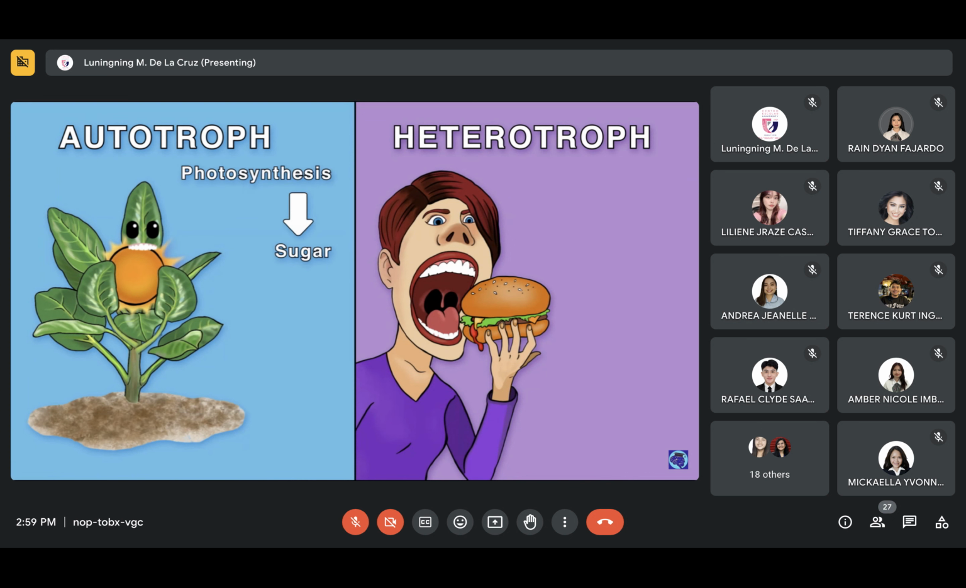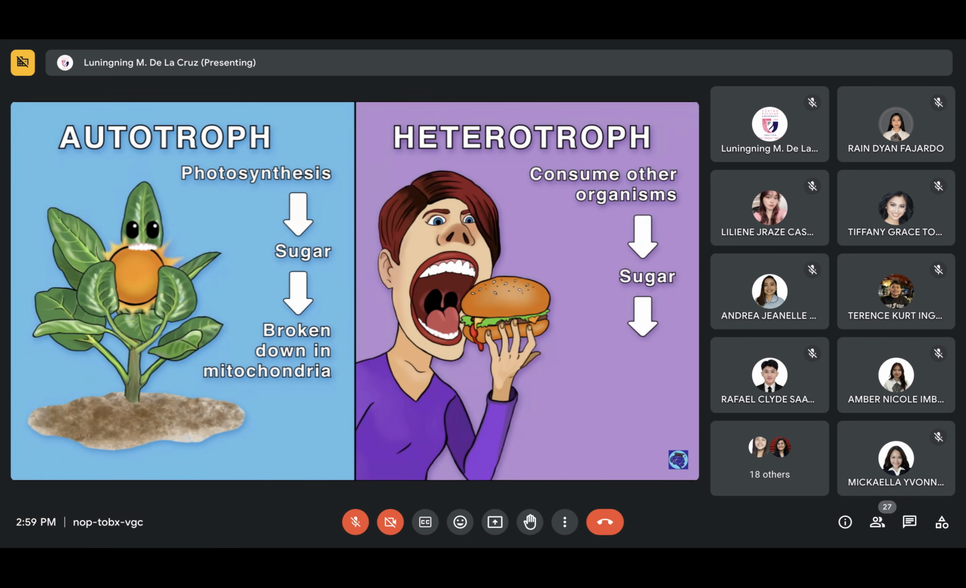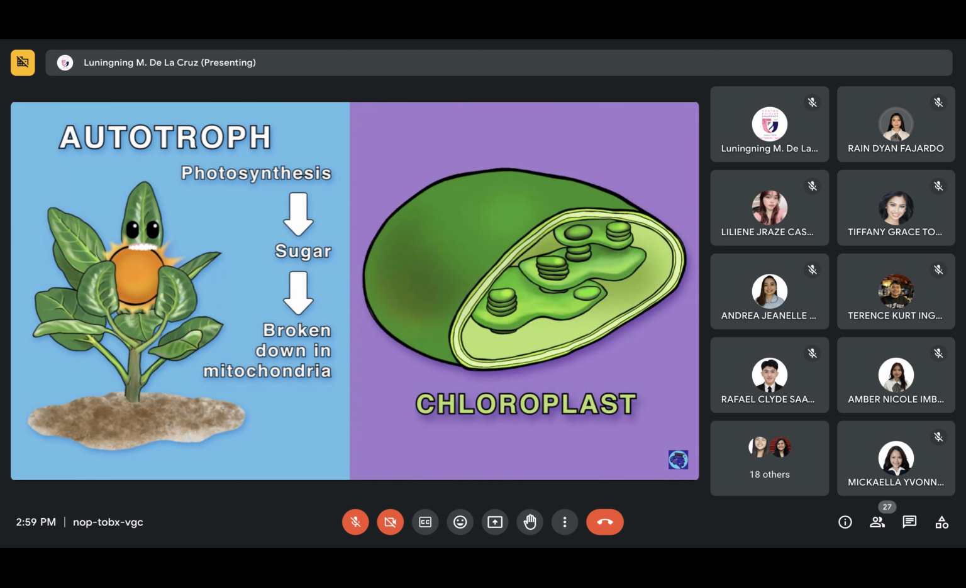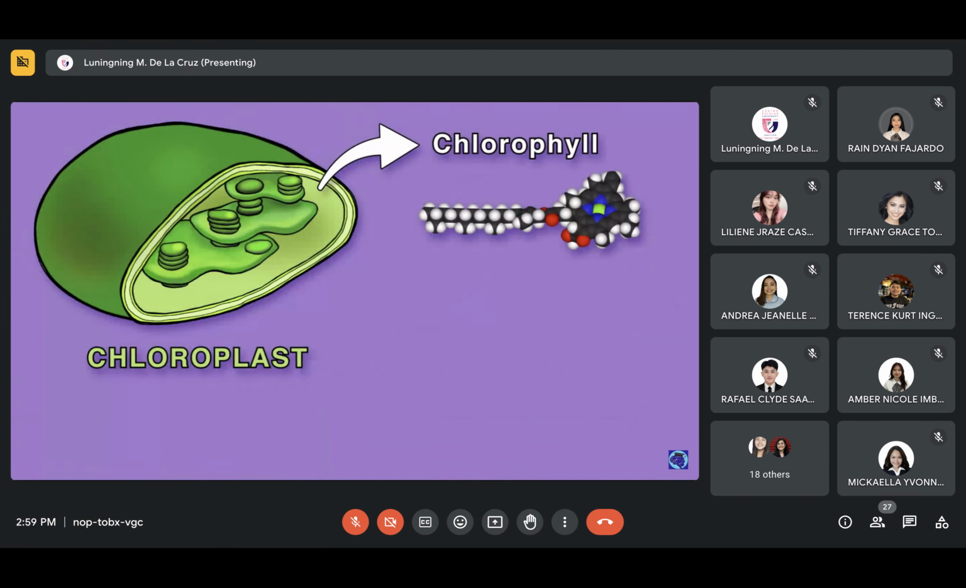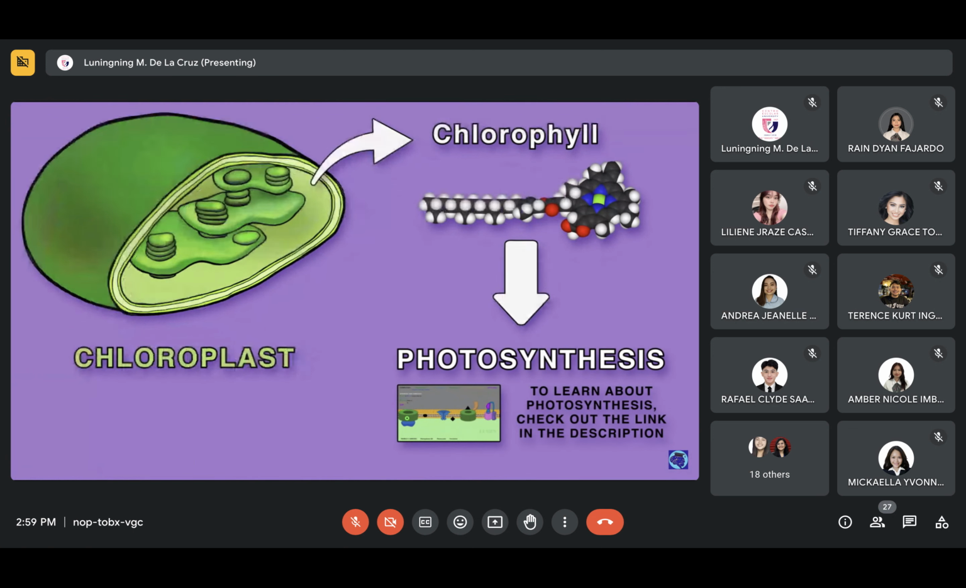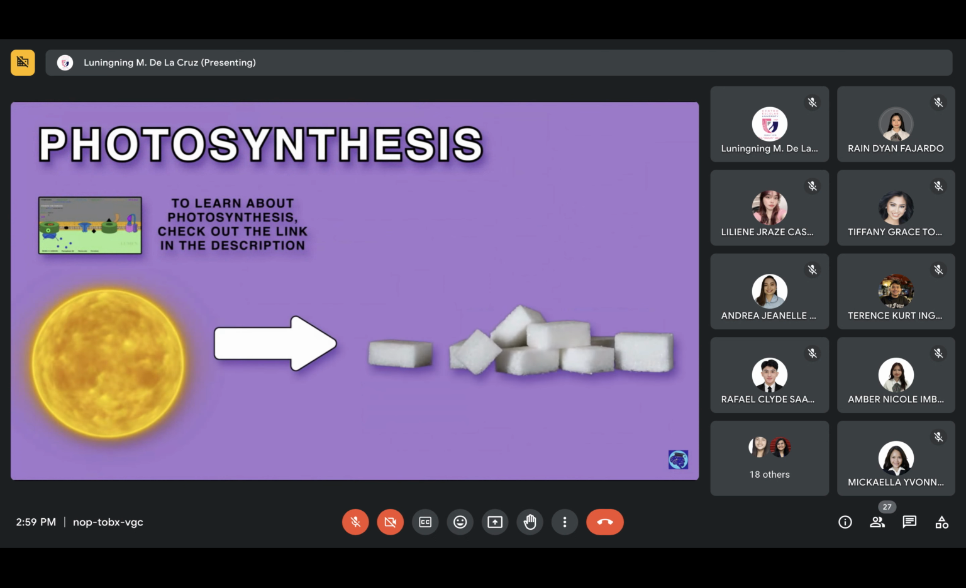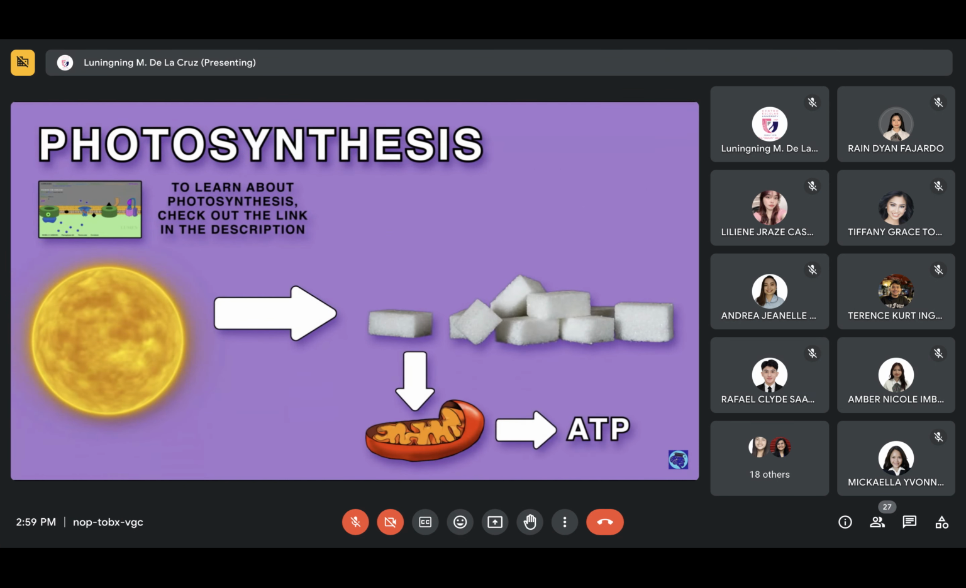Plants produce sugars through photosynthesis, and then break down the sugar to produce energy. Animals consume other organisms such as plants to obtain sugar, which they then also break down to produce energy. Plants are autotrophs thanks to special organelles called chloroplasts, which are full of chlorophyll, a green pigment that captures light energy to drive the reactions in photosynthesis. Photosynthesis is the process by which plants use the sun's energy to make sugar. Once the sugar is made, it gets broken down in mitochondria.